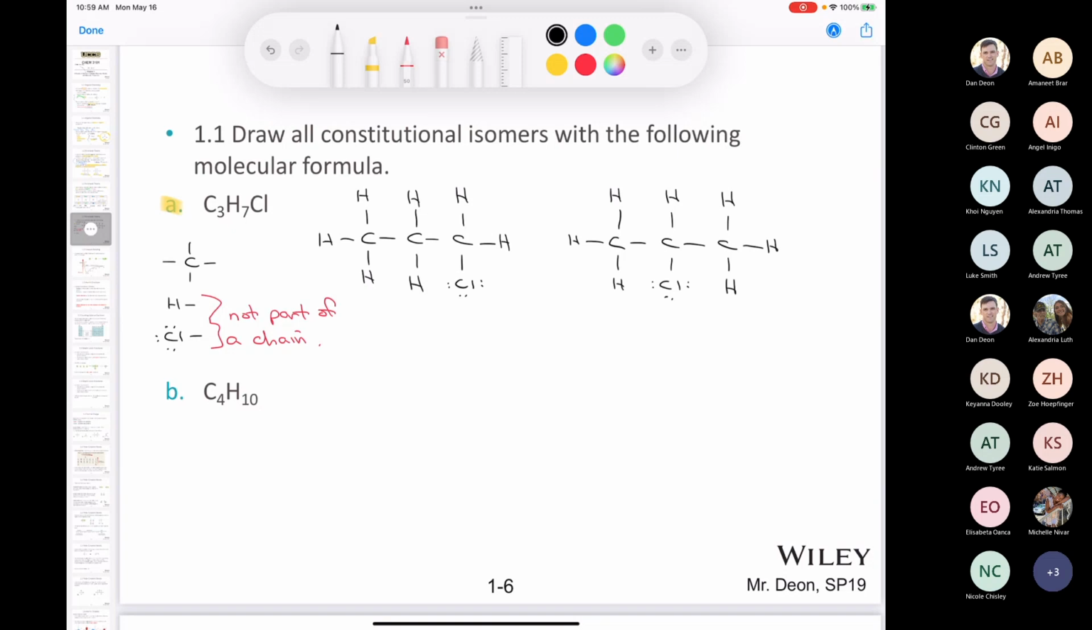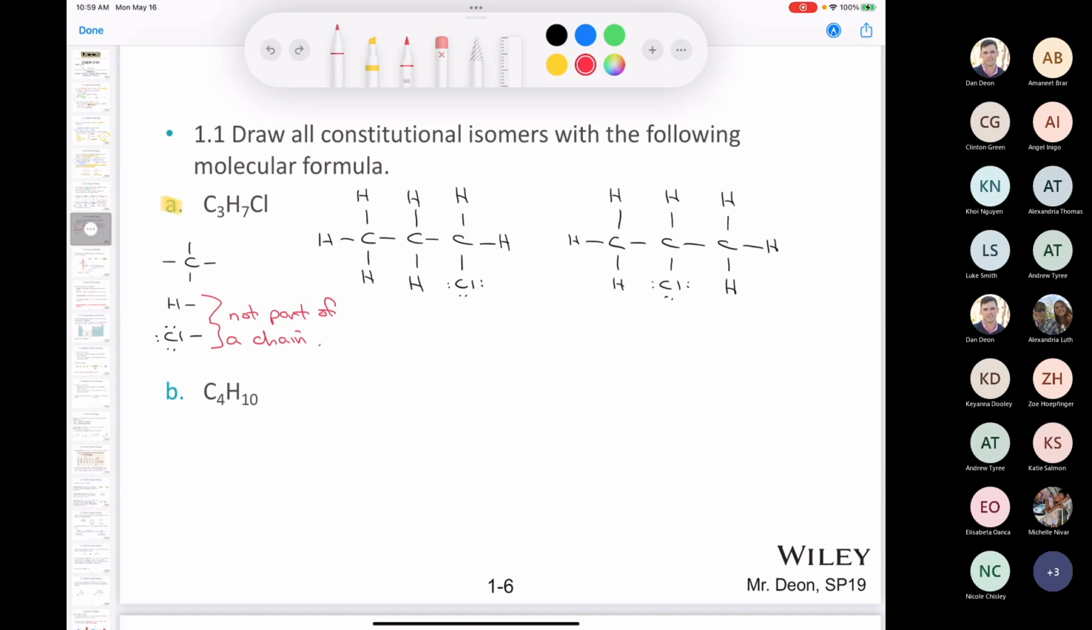If I was to number these carbons just for fun, if I called this 1, 2, 3, and I called this 1, 2, 3, you see that in the first isomer, the chlorine is on carbon 3, whereas in the second one, it's on carbon number 2. And thus, these are 2 unique constitutional isomers.